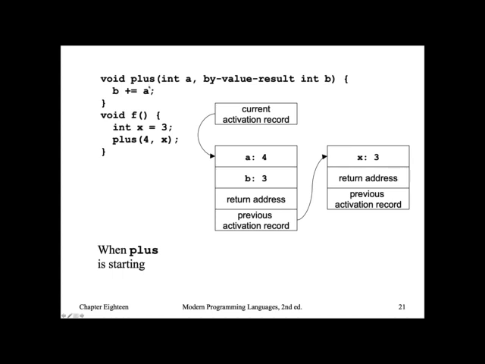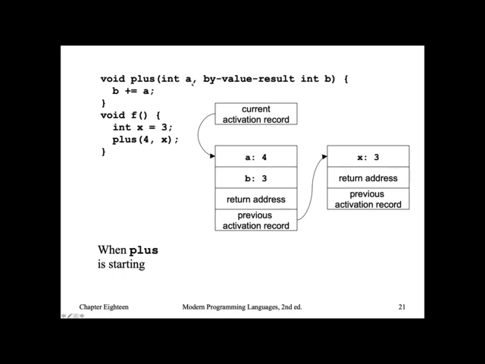Over here in plus, what plus has is an integer as a parameter, and by default that's going to be a pass by value. But it's also got, and this is made up syntax, so don't get bogged down on what the syntax is, since it's going to differ from language to language, we're going to call it by value result integer b.